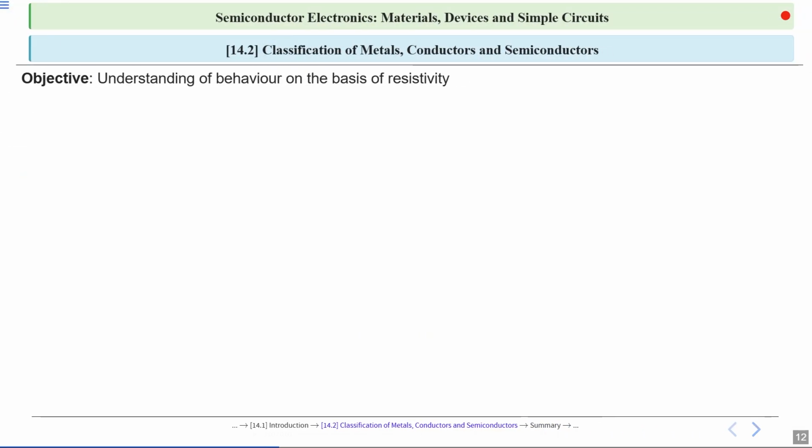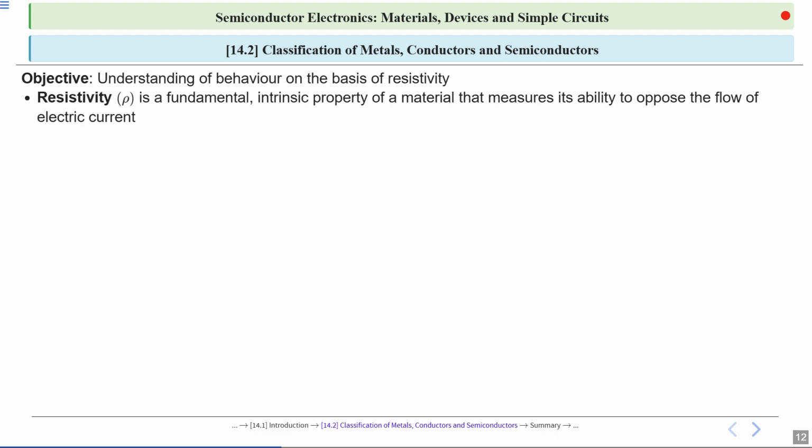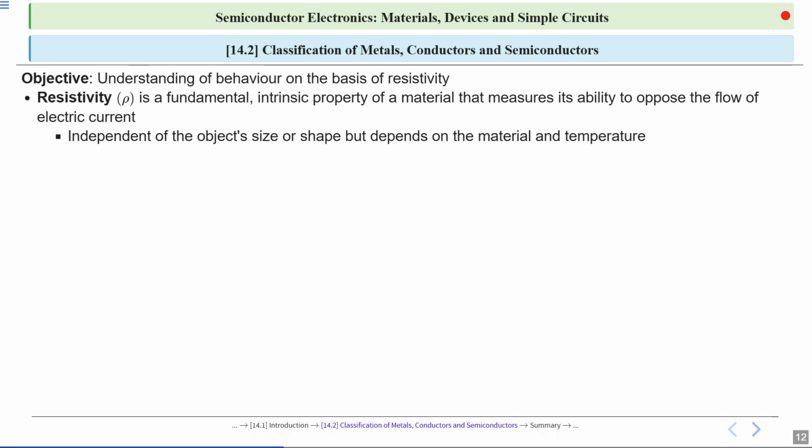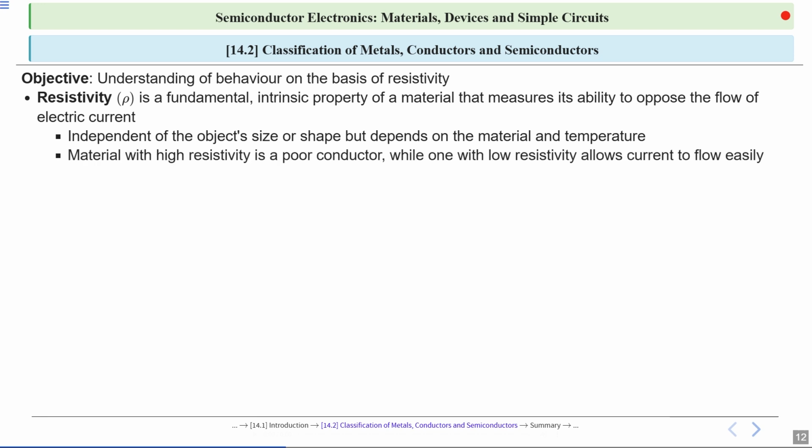Let's begin by discussing how resistivity can be used to understand the behavior of materials. Resistivity is a fundamental property that determines how well a material conducts electricity, and it can provide insights into the material's atomic structure and electronic properties. Resistivity is a material's inherent property that shows how well it resists electrical current. It depends on the material and temperature, not on the object size or shape. It helps determine how easily electricity flows through different substances.